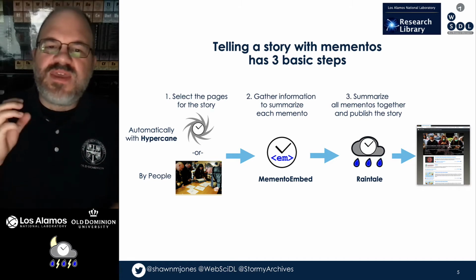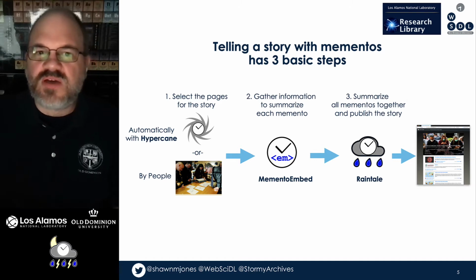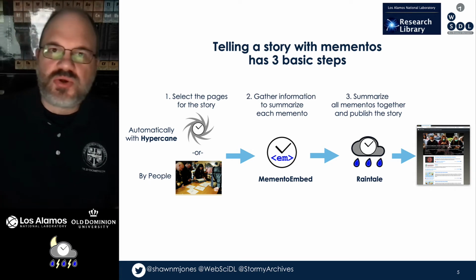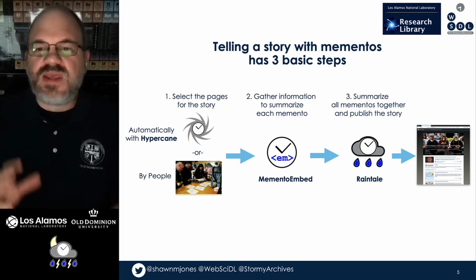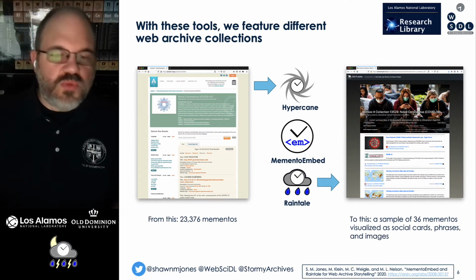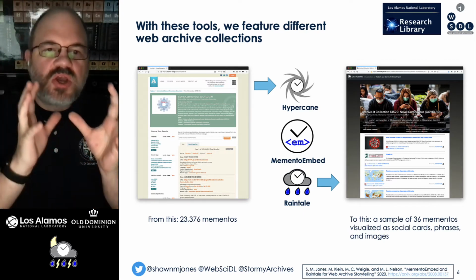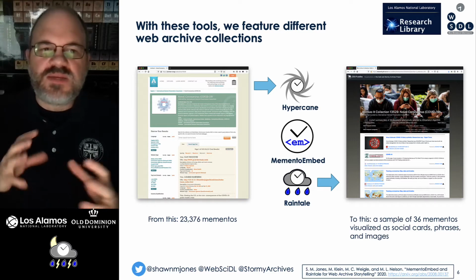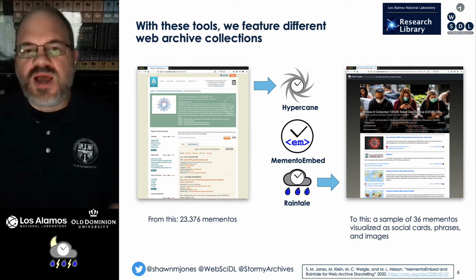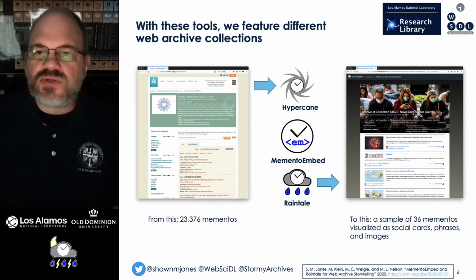Two, gather the information to summarize each memento with Memento Embed, one of the tools I'll cover today. And the third step is to summarize all mementos together and publish the story with a tool that I'll also cover today named Raintale. And with these tools, we can feature different web archive collections. We can move from this archival view of the novel coronavirus COVID-19 collection collected by the IIPC. Run it through the tools, Hypercane, Memento Embed, Raintale, and produce this, a sample of 36 mementos that are visualized as pictures, phrases, cards.